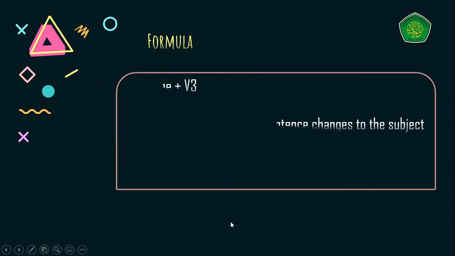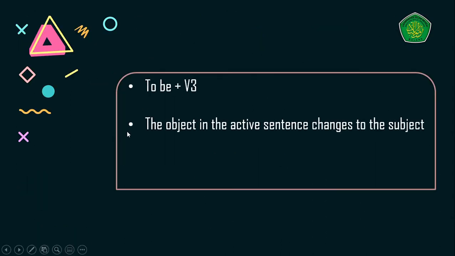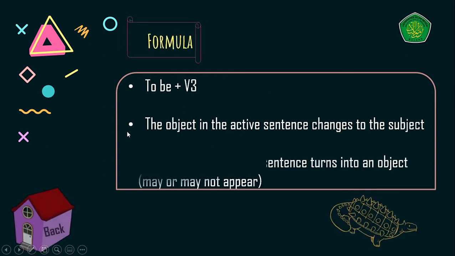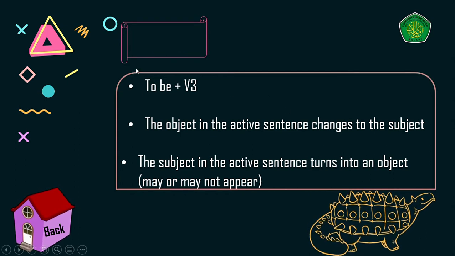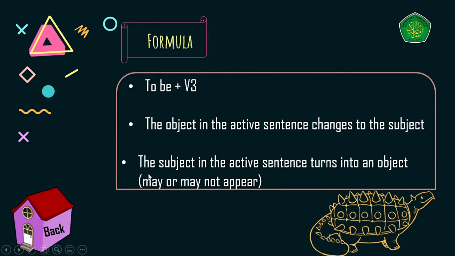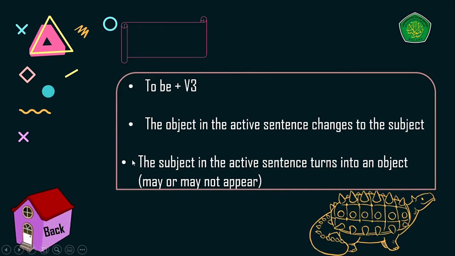The formula of passive voice. The key of passive voice is to be plus verb 3. It means you have to change from the active sentence by adding to be and changing the verb into the third form of the verb. Then, the object in the active sentence changes to the subject. The next is, the subject in the active sentence turns into an object, which may or may not appear.